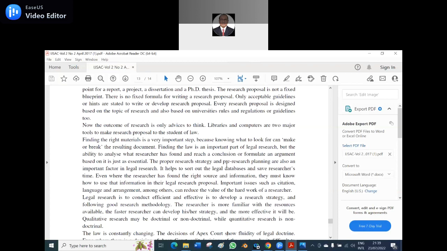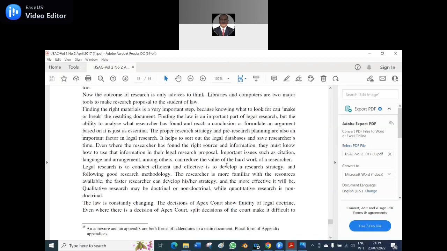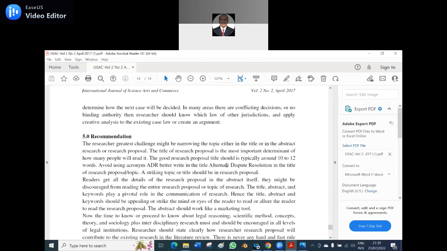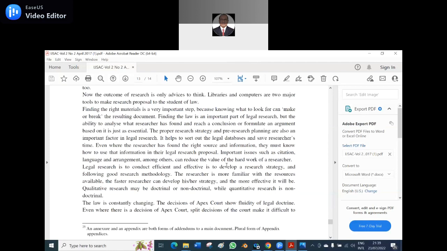The faster the researcher can develop his strategy, the more effective it will be. Qualitative research may be doctrinal or non-doctrinal. Generally, we will say qualitative research, while quantitative research is non-doctrinal. When you go for the non-qualitative, mostly non-doctrinal research would be there. So that is made very much clear, and other points also that I made.